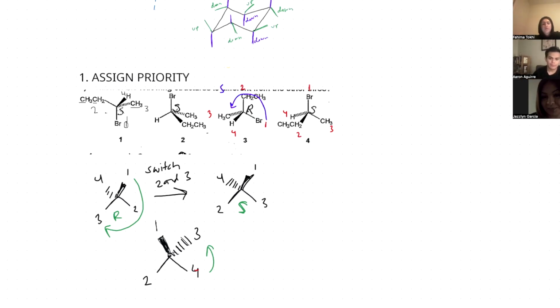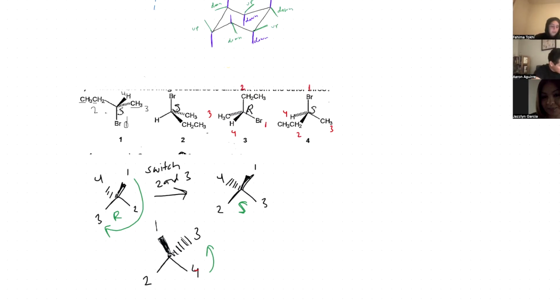Yeah, but at that point you couldn't even figure out what the priority was. What helped me with those is that if the H is on a dash, no matter what, it's going to switch whatever it is, if that makes sense. That's what you did for number three. Yeah, you swapped the H and the CH3. Okay, nice. That makes it simpler to identify what it is. Thank you, that helps.